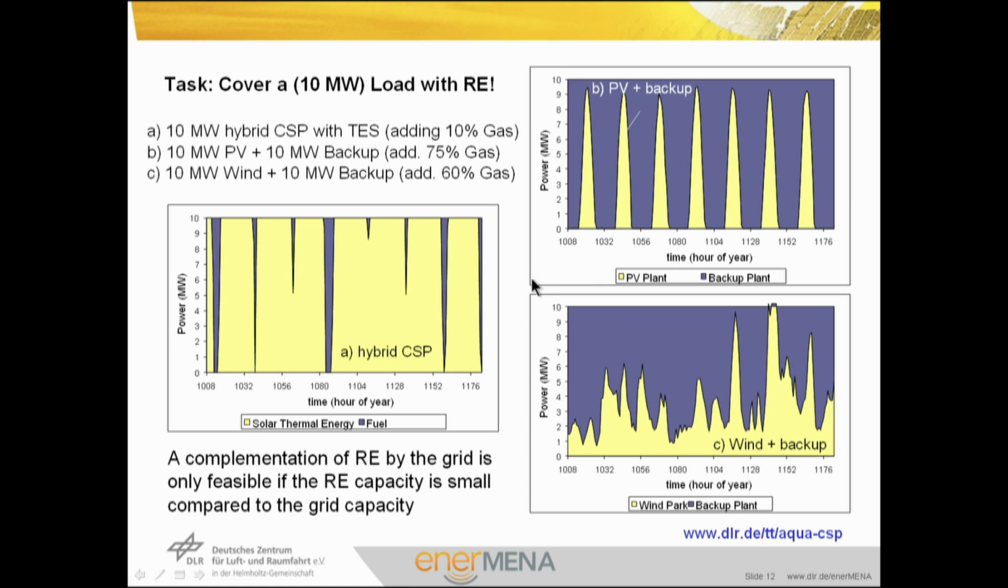As a consequence of this, we can say that a complementation of renewable energy by the grid, which is possible, is only feasible if the renewable energy capacity is small compared to the grid capacity. If the capacity of the renewable energy is as large as the maximum capacity required by the grid, we will have flexibility problems here because it is not easy to operate a conventional plant in such a mode. It is shut down completely and then switched on again in a few hours. So this would be a very difficult situation, which usually must be avoided by utility operators.